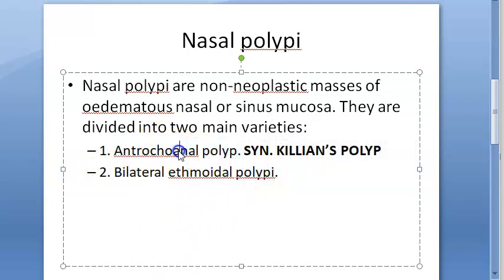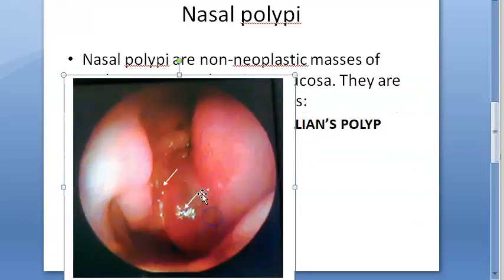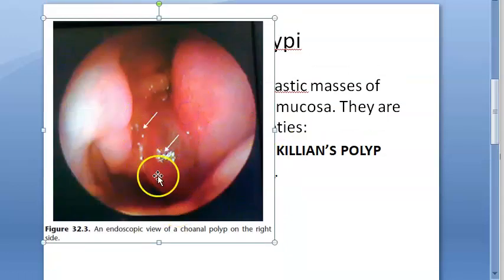Antrochoanal polyp is from the maxillary sinus, so it has three lobes. So it has the antral and then the nasal and then the choanal. So it has three lobes, okay? So remember, antrochoanal polyp. Here you can see the choanal polyp, guys. You can see the polyp here. So what is this? It's a choanal polyp on the right side, okay?